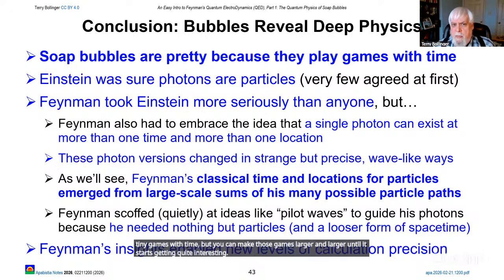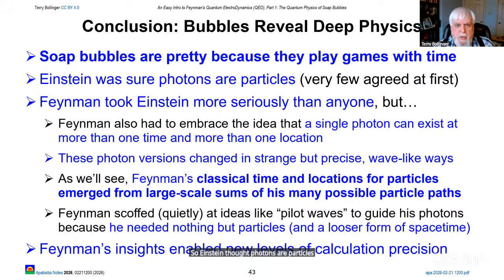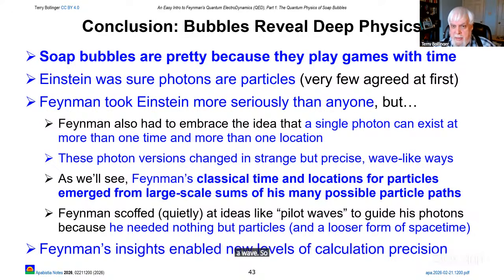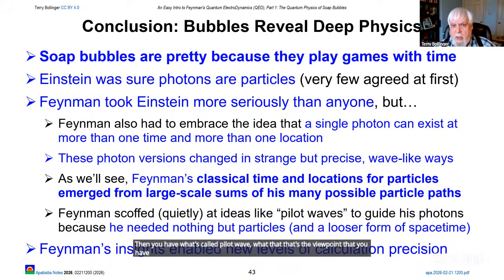So Einstein thought photons are particles. People didn't agree. People still don't agree. I mean, if you look, for example, the many worlds interpretation does the exact opposite. It says there are no particles. It says that everything is actually a wave. So those are essentially the absolute opposite ends of that spectrum. Then you have what's called pilot wave. That's a viewpoint that you have both a wave and a particle. And again, Feynman would not go there. Neither would the people in the MWI. They want to have one or the other.